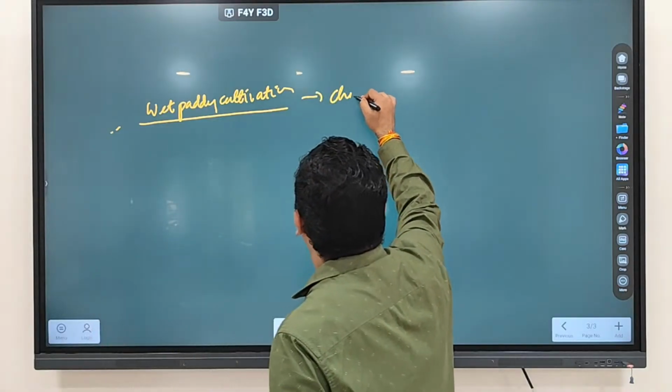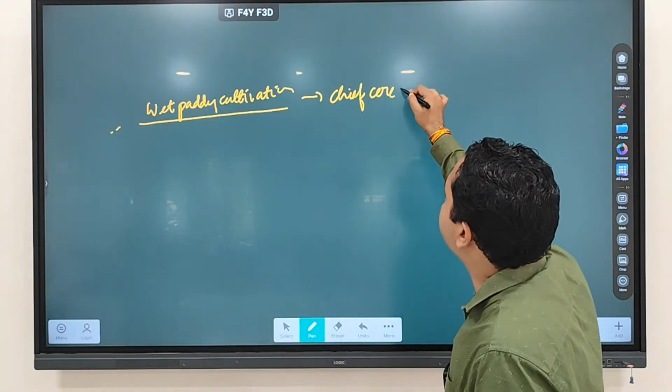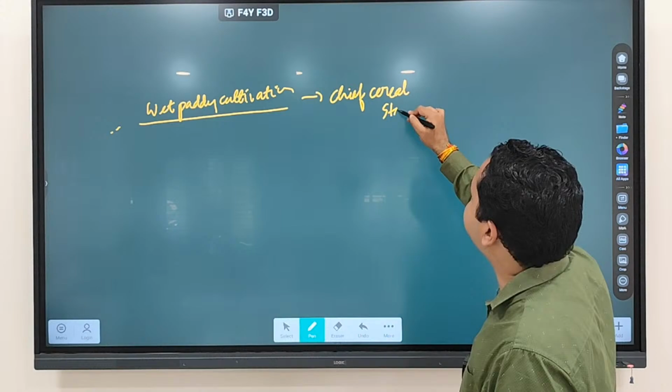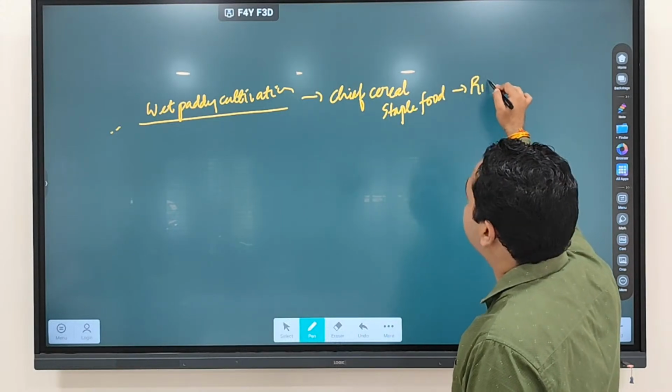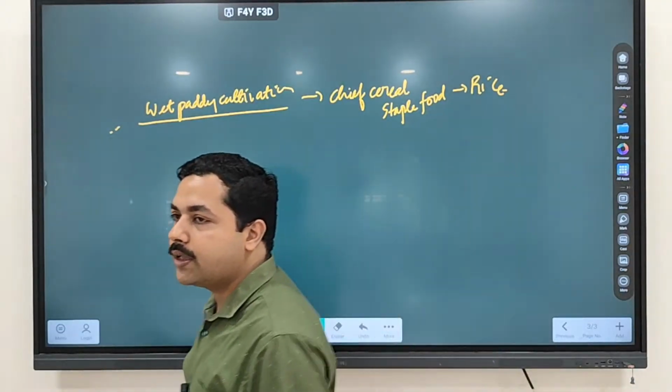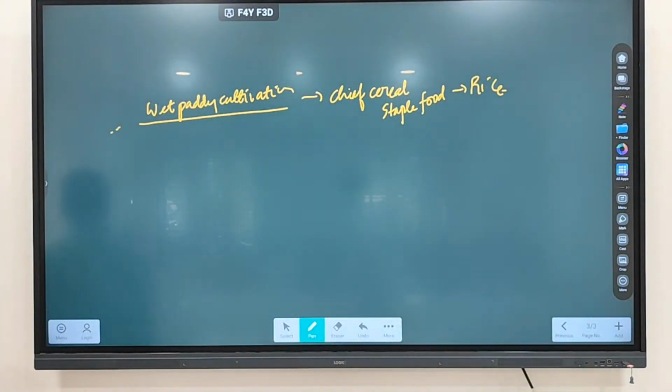So the chief cereal crop in this particular region is what? Chief cereal food or staple food in this particular region is rice, because of paddy cultivation domination. Clear? Paddy cultivation is more dominating in this region. That's why the chief cereal staple food of this region is rice. Fine.